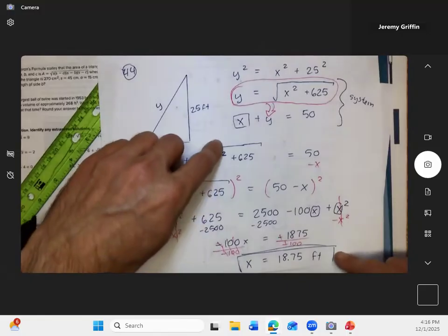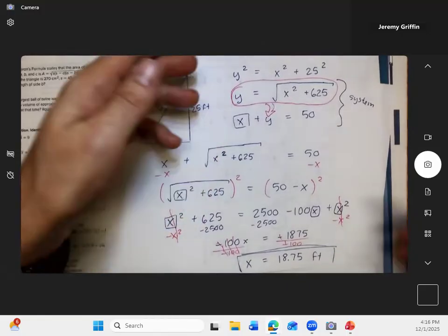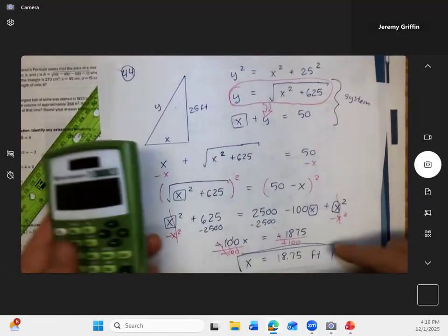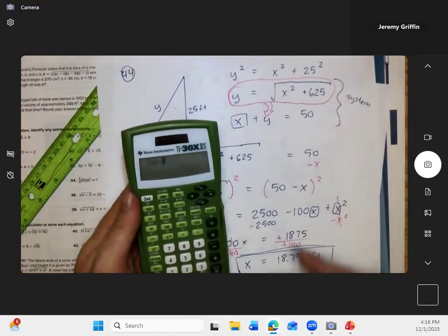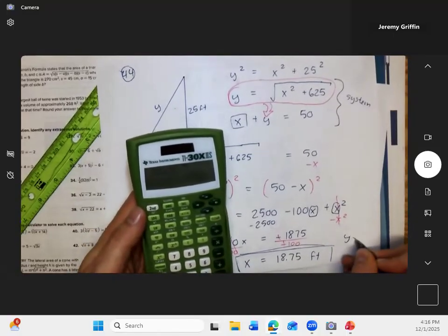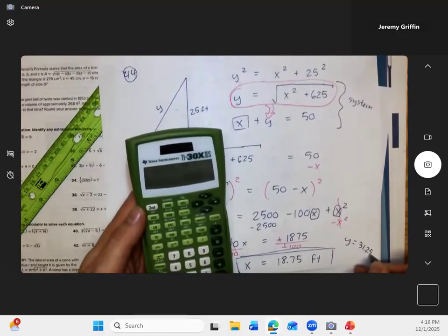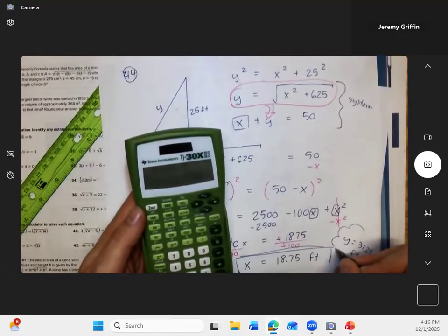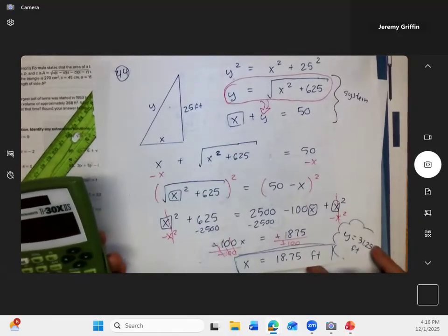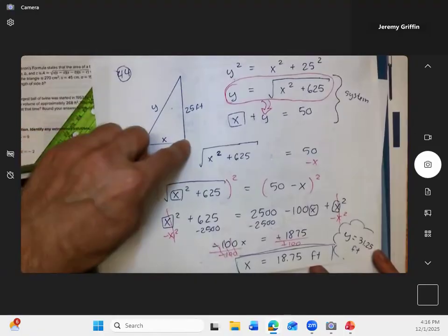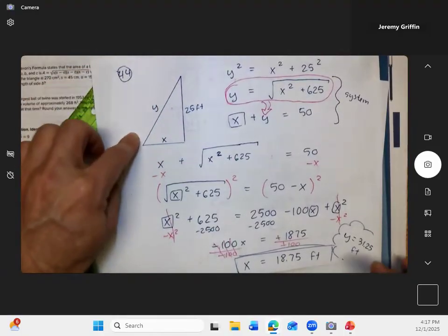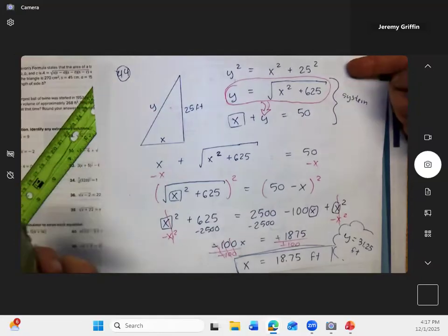Now, I'm kind of curious to go back and check the original statement and just guarantee that works. If x and y add up to 50, well, if I took 50 and subtracted out the x of 18.75 we just found, that would tell me that y equals 31.25. That would be feet also. I'll put that on a little thought cloud. They didn't ask for that, but they could have. And if that's true, then does this x squared plus 25 squared really create this y squared?